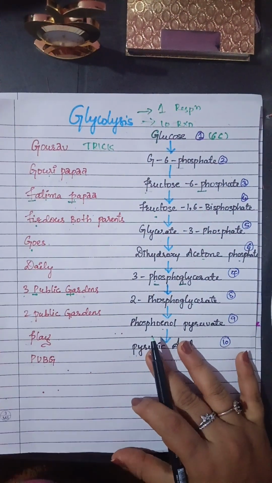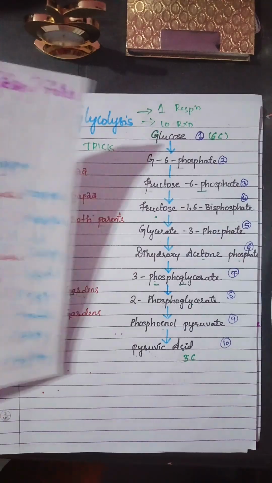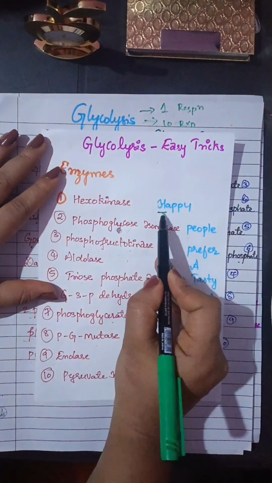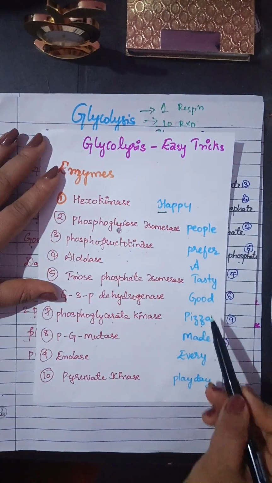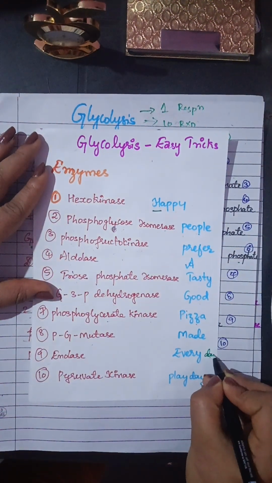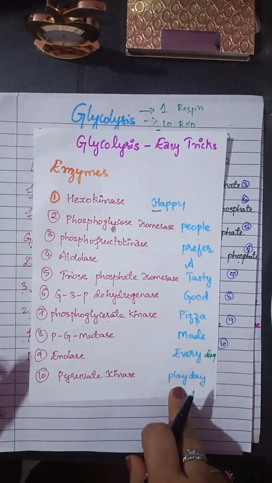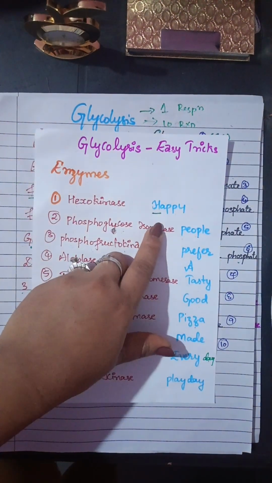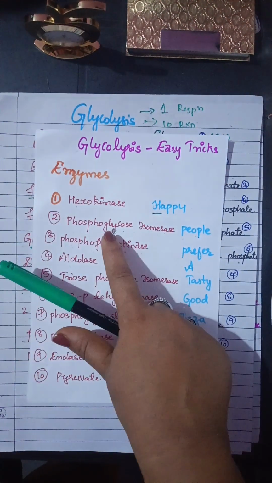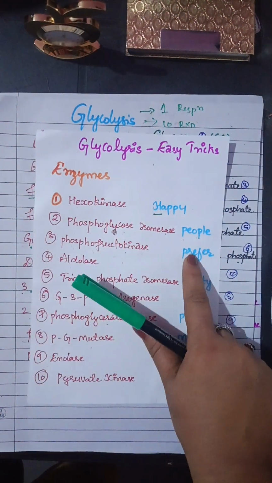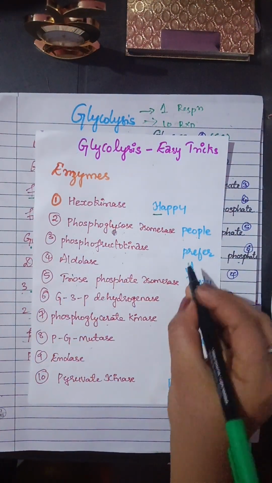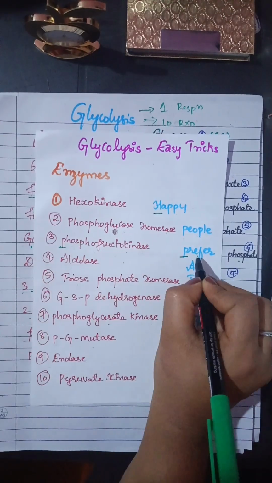Then what about the enzymes? I even made a trick to remember the enzymes. So coming to the enzymes: Happy people prefer a tasty good pizza which made every day play day. So every day is making us play day. H in happy stands for hexokinase. P stands for phosphoglucose isomerase. Here again P in prefer stands for phosphofructokinase. See, P, prefer, F is there.